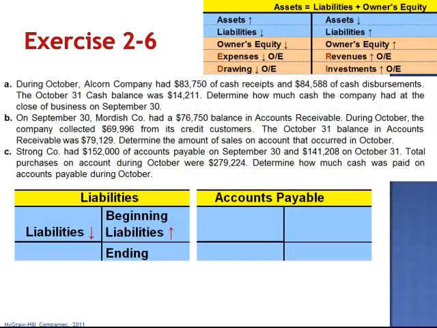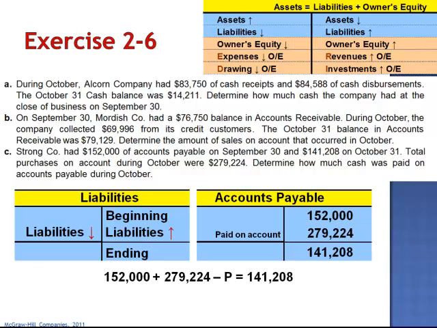When we look at the detail of accounts payable, the beginning balance in accounts payable was $152,000. We had new purchases on account of $279,224. This would increase the amount that's payable to our vendors. We're looking for the amount that was paid on account that would result in an ending balance of $141,208.